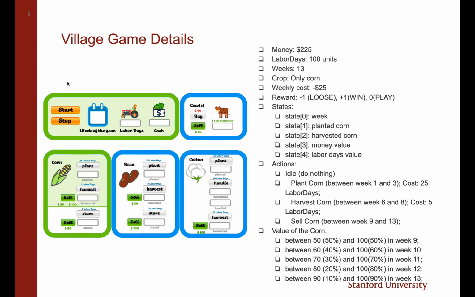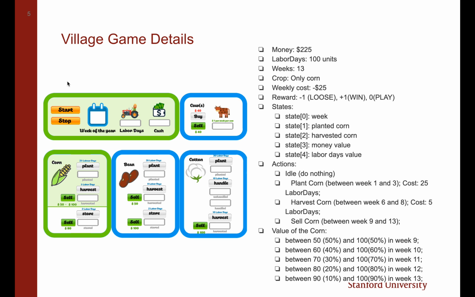Let us get into details of the game. In the picture, the one marked in green is in the scope of the game and the one marked in blue is out of the scope of the game. In our game, the farmer starts at $225, has 100 labor units, has 13 weeks, each episode is a week, and goes with only one crop, which is corn. The weekly cost to manage the family is $25.